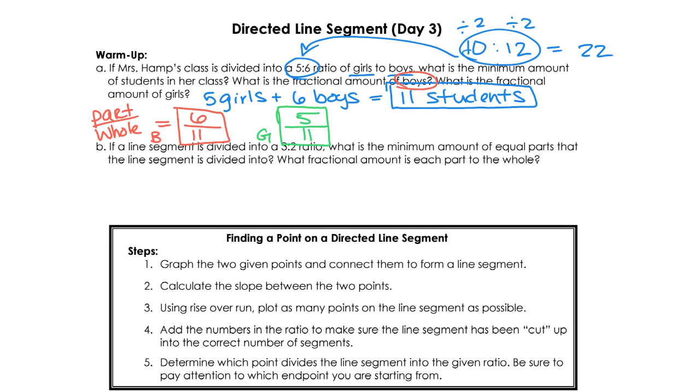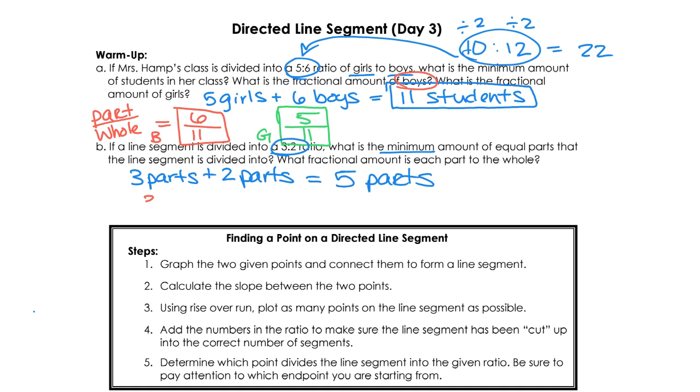So they said if a line segment is divided into a 3-to-2 ratio, what's the minimum amount of equal parts that the line segment is divided into, and what fractional amount is each part to the whole? And so because they're saying that we have a 3-to-2 ratio, that means 3 parts on one side of a point and 2 on the other. And so 3 parts plus 2 parts would equal 5 parts. And again, they're saying that's the minimum amount because, again, ratios could be reduced and there could actually be a lot more.